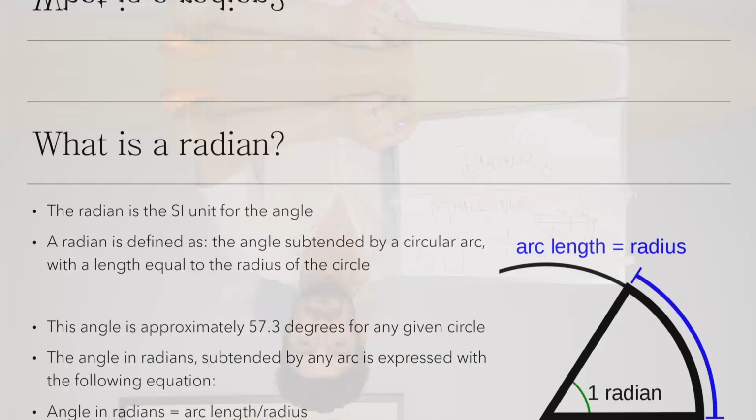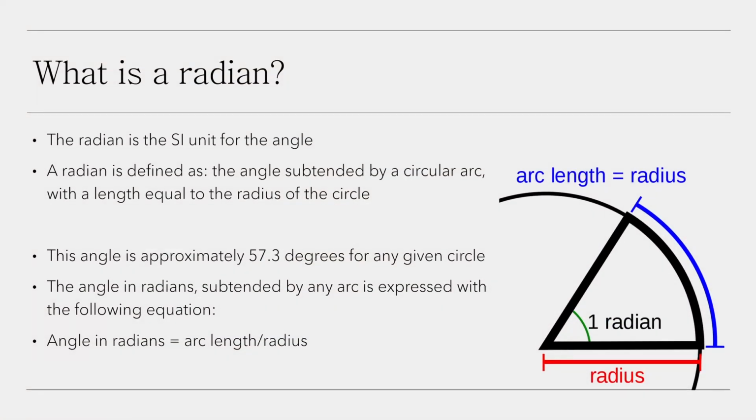Check it out. Alright, so let's talk about radians. What is a radian? Well, the radian is effectively the SI unit for the angle. It's defined as the angle that is subtended by a circular arc with a length that is equal to the radius of the circle. So what does that mean? Well, we get 1 radian when the length of the arc that is subtended is equal to the length of the radius of that circle.